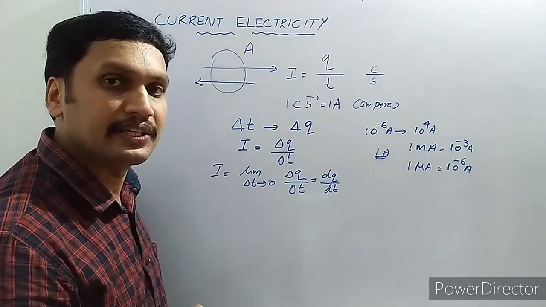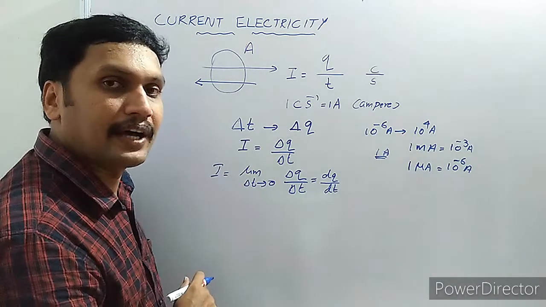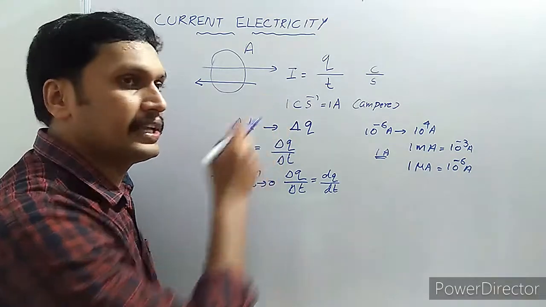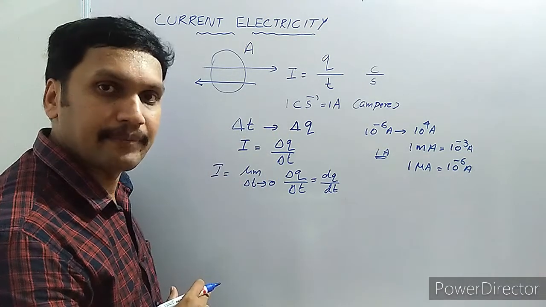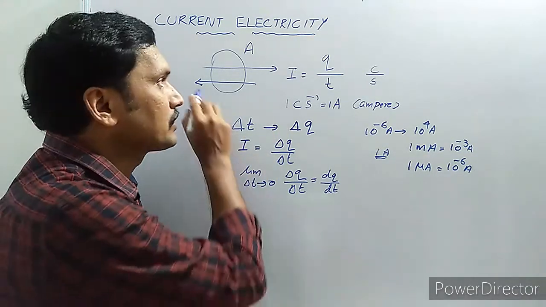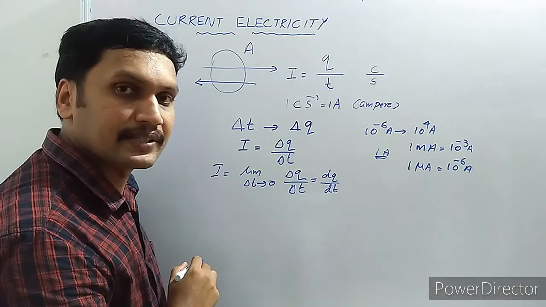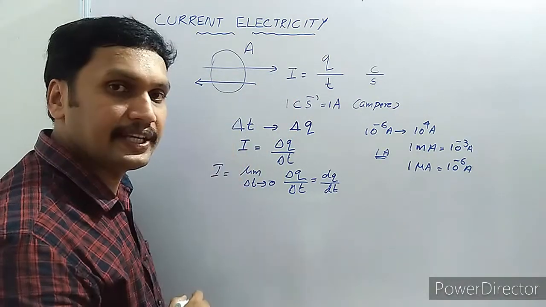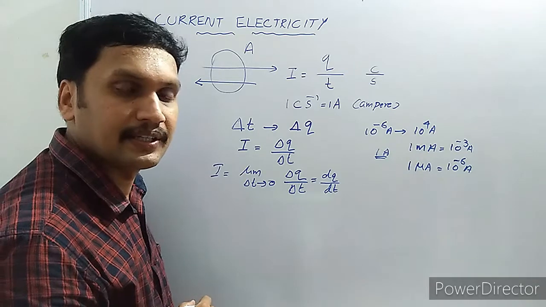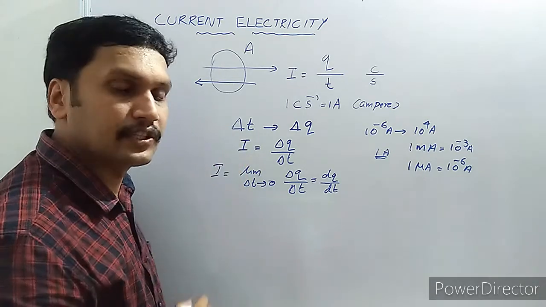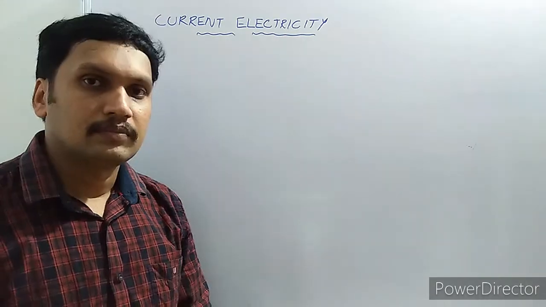But its SI unit is ampere, and current through any area is said to be 1 ampere if 1 coulomb of charge passes normally through that area in 1 second. Then the current through that area is said to be 1 ampere.